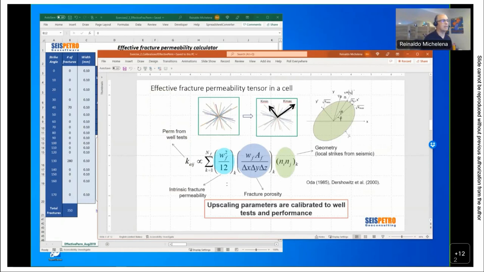In the spreadsheet, you will have to input your different orientations in that cell, and then make assumptions about the width and the volume of the cell to calculate fracture porosity. It will then give you the effective permeability, the values of Kmax and Kmin, and also the orientations of Kmax and Kmin. This is what the spreadsheet will do.